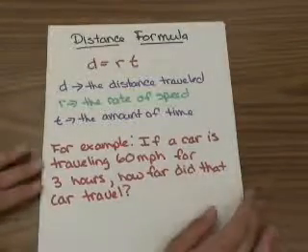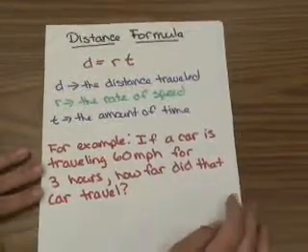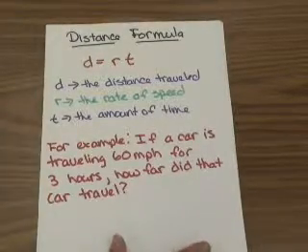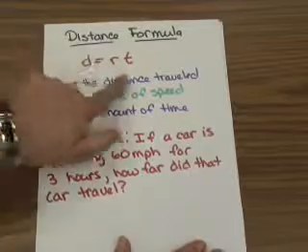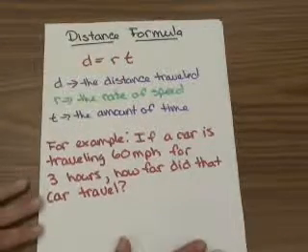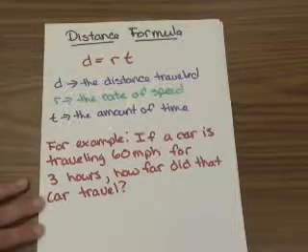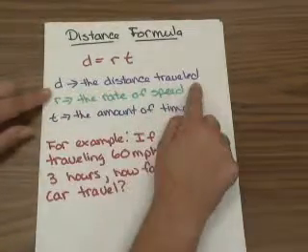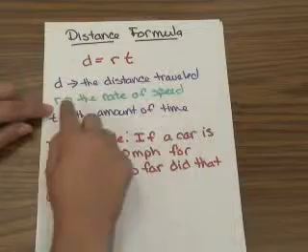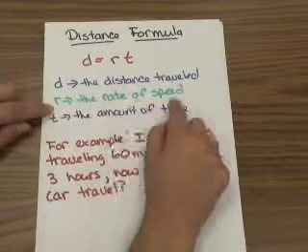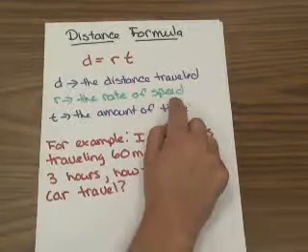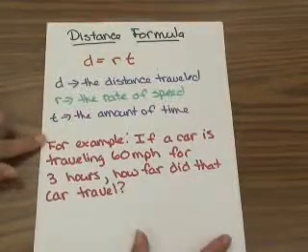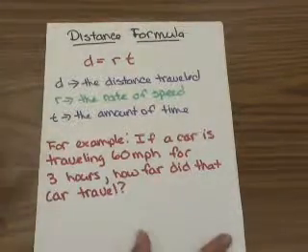In some word problems, you'll be asked to use formulas. One of the most common formulas is the distance formula, which is D equals R times T. Now, it's important to understand what each variable stands for. The variable D stands for the distance traveled in the word problem. The variable R stands for the rate of speed that the object is traveling. The variable T stands for the amount of time that the object is actually traveling.